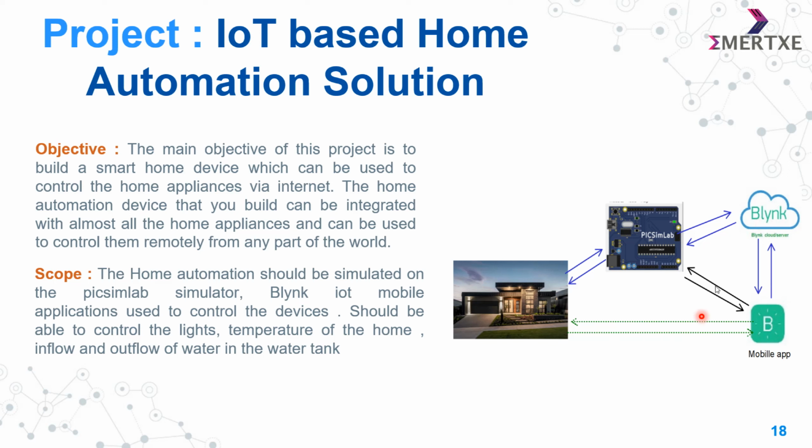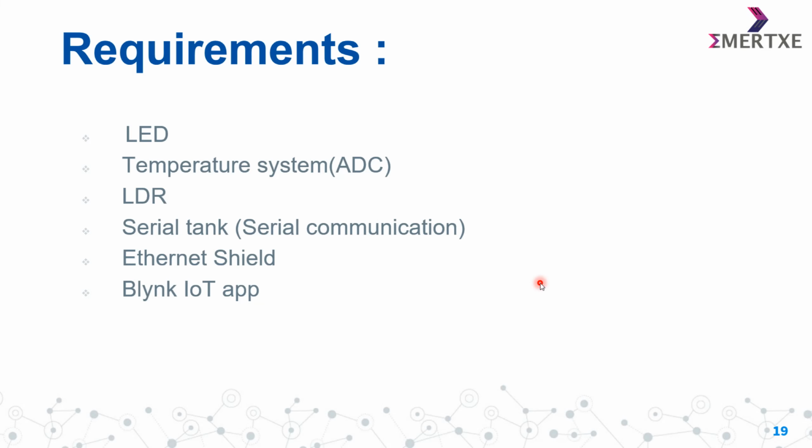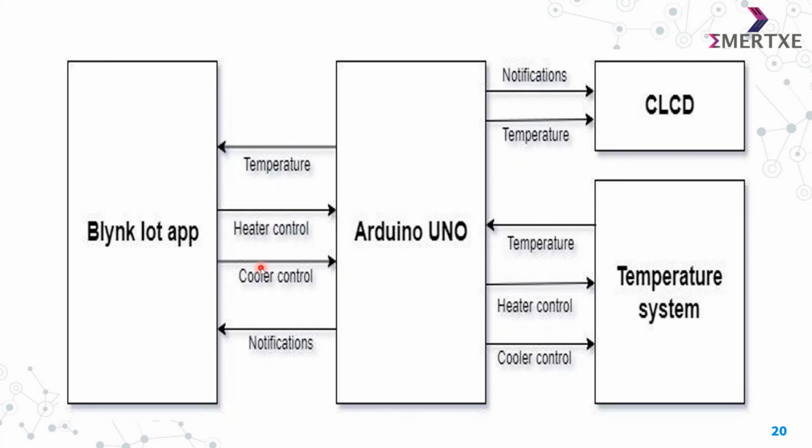This diagrammatic representation shows the interfacing of the home appliances with the Arduino board. Then the Arduino board interacts with the Blynk cloud server, and we can control the Arduino board through the Blynk cloud application. So moving further, the main requirements to build this project are: we should have LED, temperature system like temperature sensor, analog to digital converter, then LDR, then serial terminal for serial communication, then Ethernet shield, and Blynk IoT app. Blynk IoT app provides the cloud facilities.